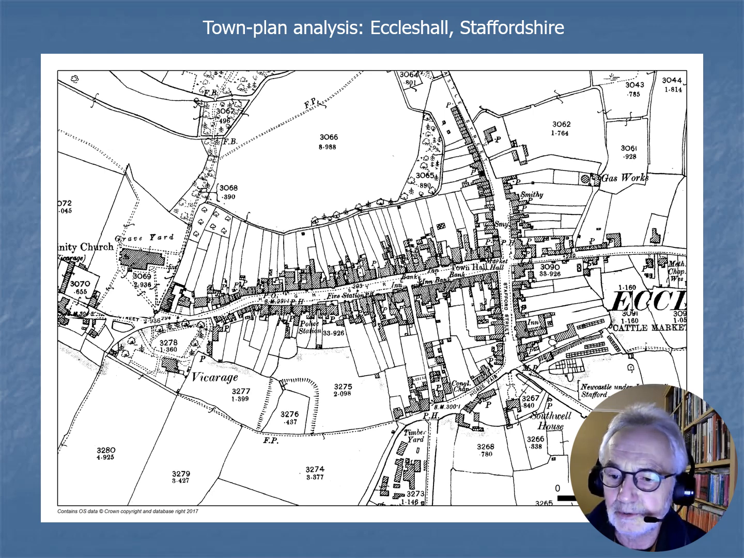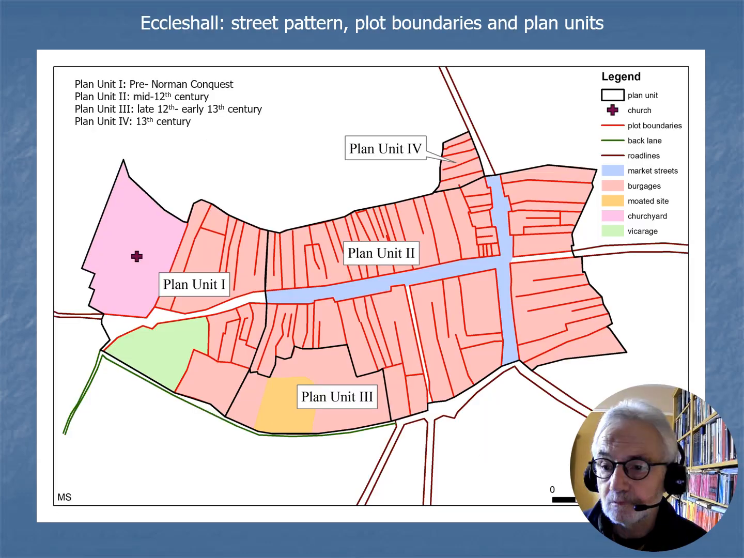It is easiest to explain his approach by working through an example. This is a detail from an Ordnance Survey map of 1901, showing the small medieval market town of Eccleshall in Staffordshire. I've used this to recreate the town's historic plan form. Here we see my recreation of the historic street plan and property boundaries, digitised from the Ordnance Survey map.